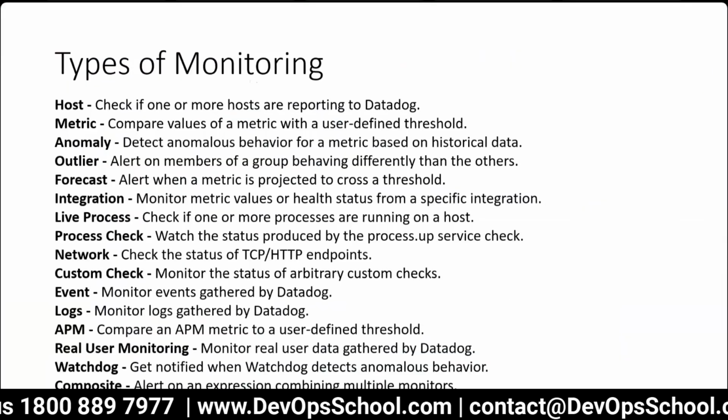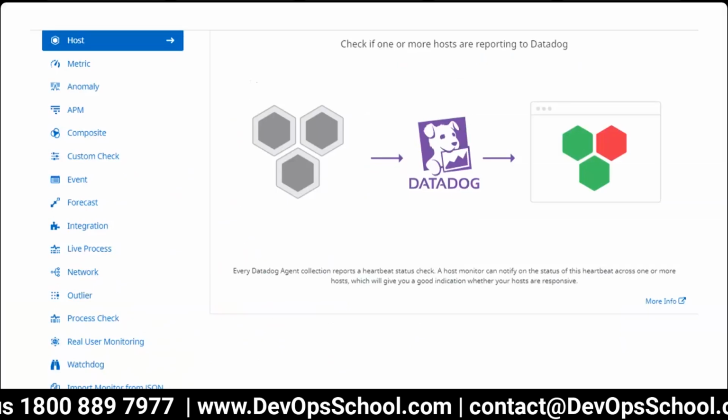So what are the types of monitoring? That means, what are the types of alerting we have in Datadog? Yes, we have host monitoring, metric based monitoring, anomaly based monitoring, outlier, forecasting monitoring, integration, live process check, network, custom check, events, logs, APM, RUM and watchdog, and composite. These are the types of monitoring supported by Datadog. Now let's discuss each one of these.